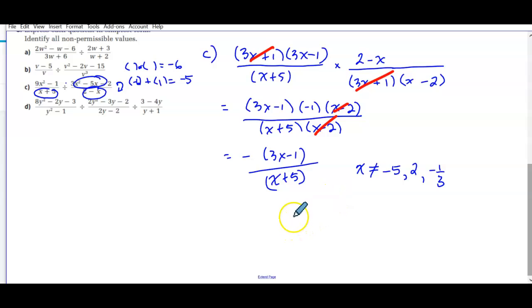Okay. So that's a dividing question. So that's simplifying, multiplying, and dividing. And then I'll put another video up in a bit for adding and subtracting.